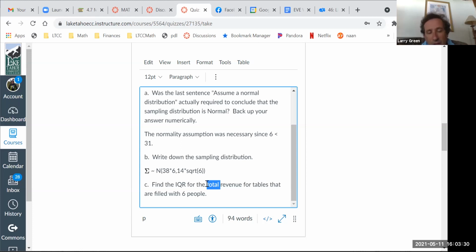And the reason is when you're doing totals, you multiply by n to get the total. And it turns out sigma over root n times n is sigma times root n. A little bit of algebra. Any questions on part B?